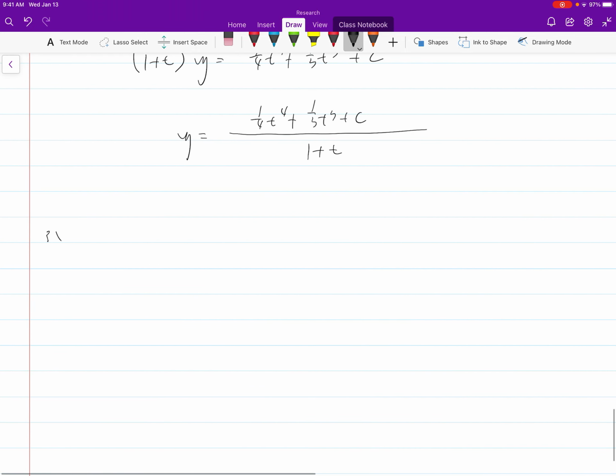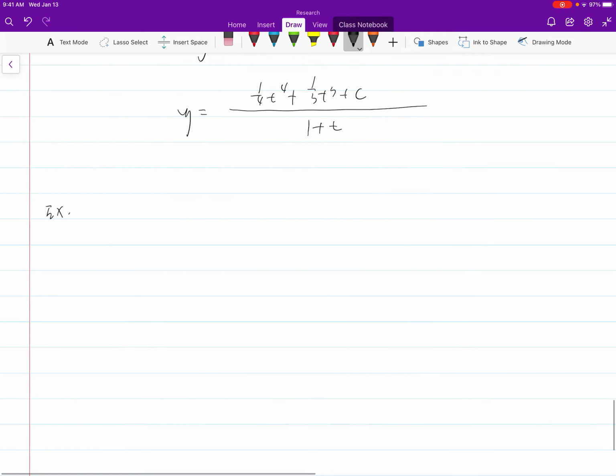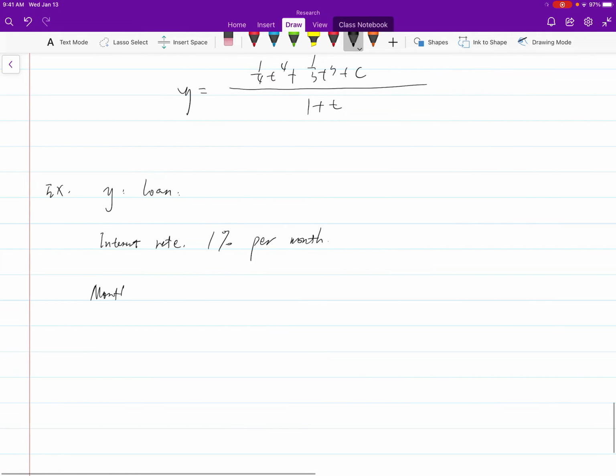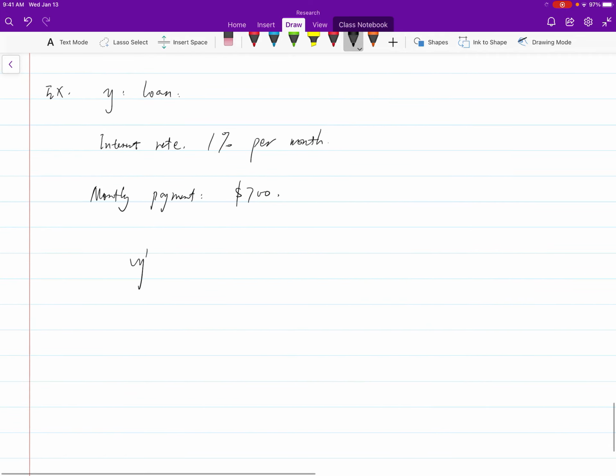All right, now final example, the one we said before at the beginning. We were trying to do an application of linear equations. Now we can do it. What we can do is we can take y to be your loan, remember, and we have an interest rate. I think it's 1% per month. So it's a monthly rate, and you have a monthly payment, $700. Now we set up a differential equation.